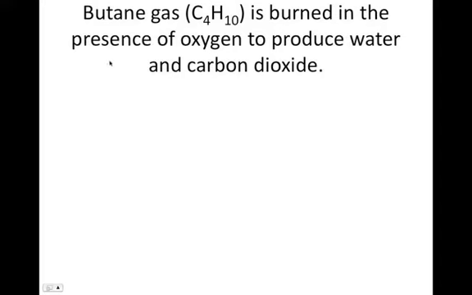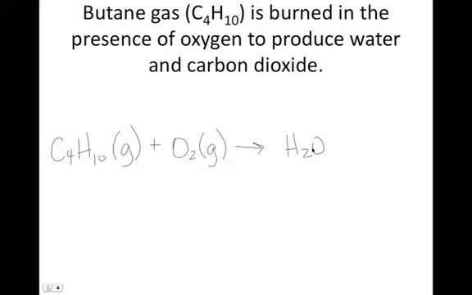Alright, last one, butane gas. And I gave you the formula because I do not expect you to know the formulas for hydrocarbons. So C4H10 gas is burned in the presence of oxygen. Oxygen is a gas, thankfully. It's also diatomic, which is why we put O2 instead of O, to produce water, which would be a liquid at room temperature, and CO2, which is a gas.